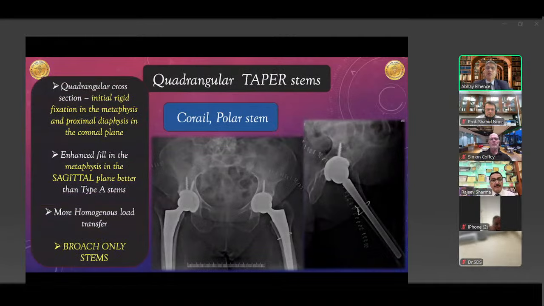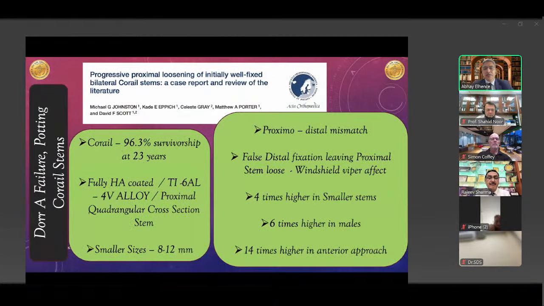On the other hand, there are quadrangular taper stems, where the initial rigid fixation is a little better than the type A stems because they have an enhanced fill in the metaphysis on the sagittal plane as compared to the type A stems, and they provide a little more homogeneous load transfer, and these again are broach-only stems.